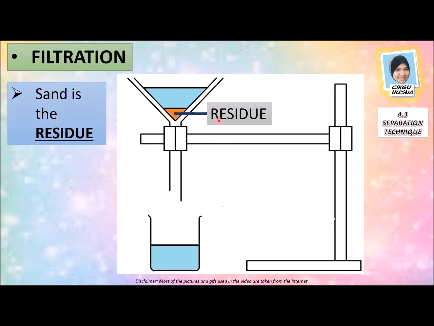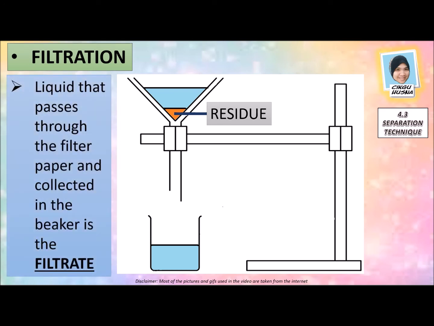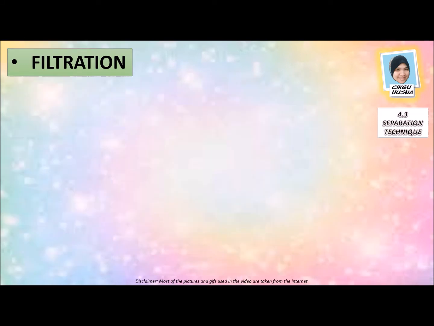This is what we call residue. So the sand is the residue. And then the liquid that passes through the filter paper and is collected in the beaker is the filtrate. So the water here will pass through the filter paper and be collected in the beaker. This is what we call filtrate.